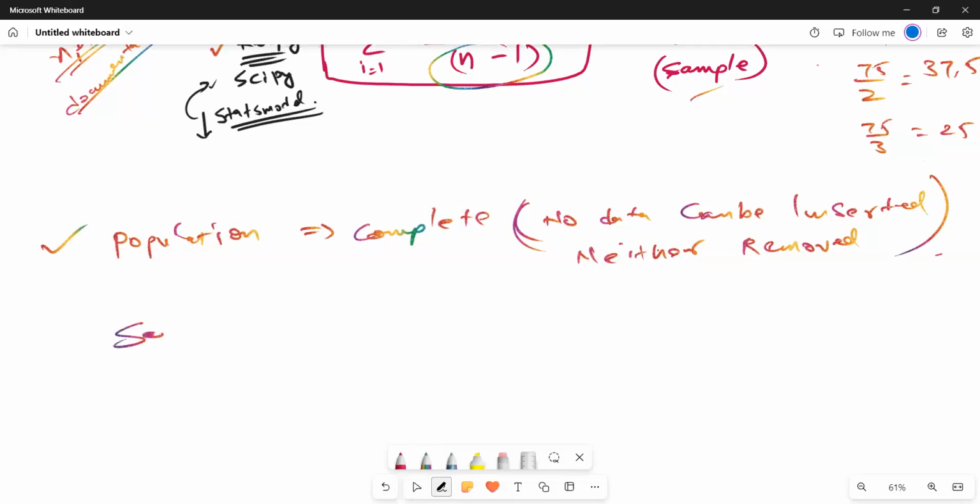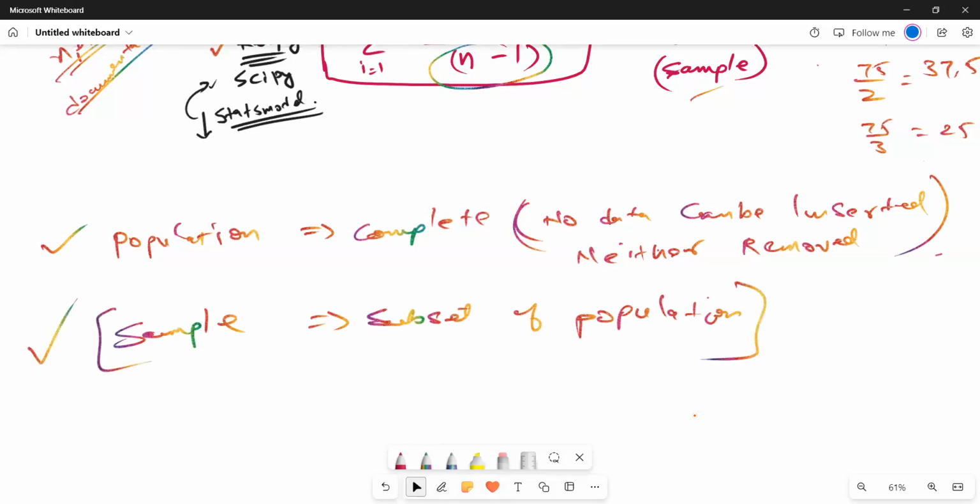At the same time, a sample is nothing but a subset of the population. Here, data can be inserted and removed based on your need. So always in statistics and in machine learning, we consider our data set as a sample. Until and unless it is strictly mentioned to consider the data as a population, we are not going to consider it as a population.